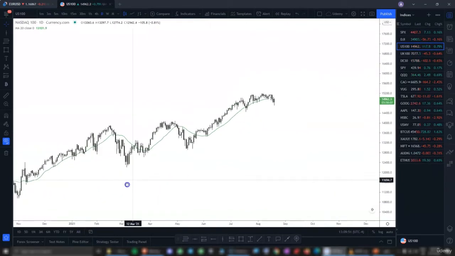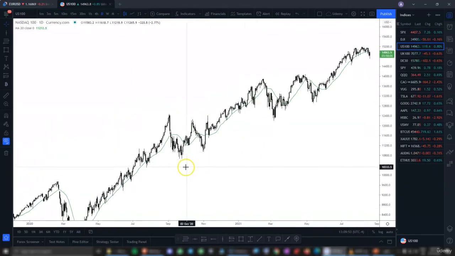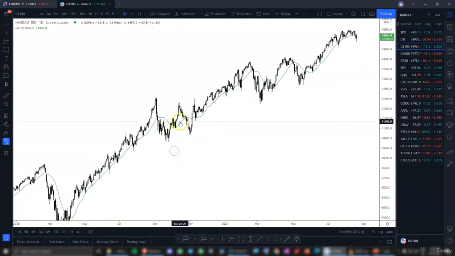But the Nasdaq has been a popular market this year. It just went up. You can imagine that all those big companies are here, Google, Amazon, all of those tech companies, Tesla, they're all in this index.